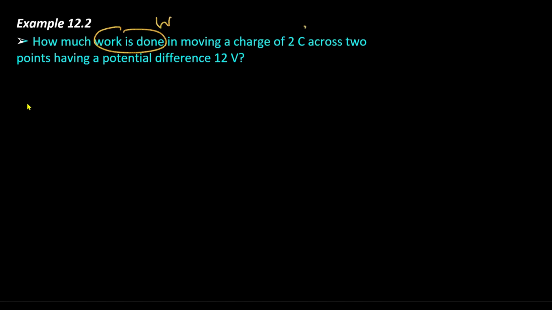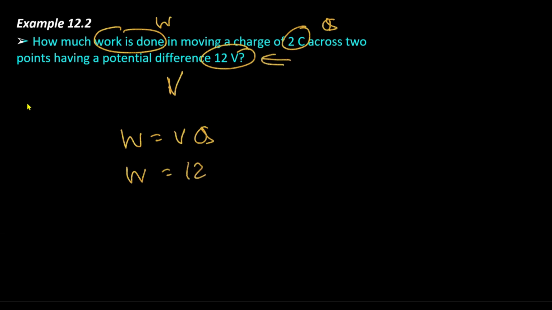So what we know here, we have to find the work done. W is what we have to find out. The charge, which is the quantity of charge, is given here, and the potential difference is given as 12 volt. So we have a relation. What is it? W is equal to VQ. Now using this relation, V is 12 volt, and the quantity of charge is given as 2 coulomb. So W is equal to 2 into 12, that is 24 joule.